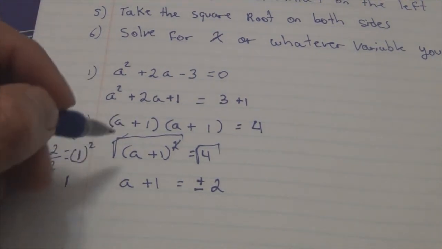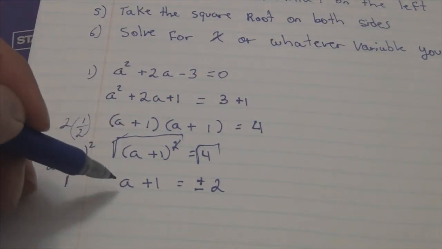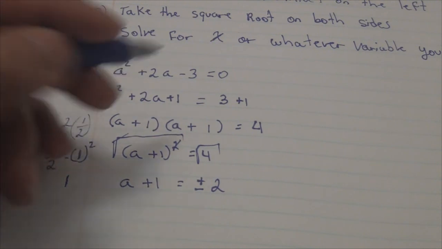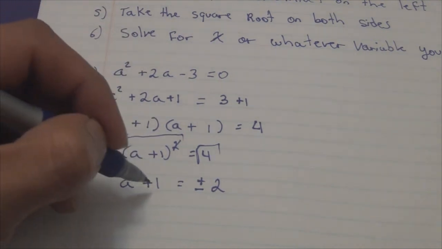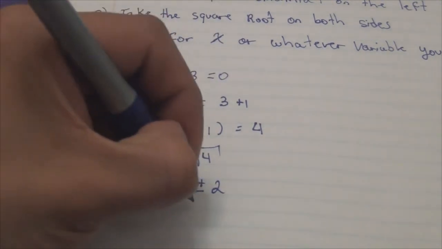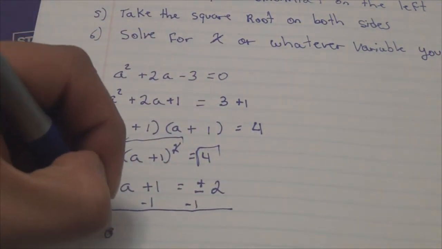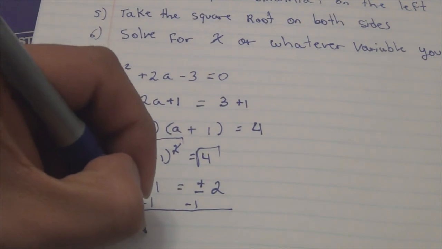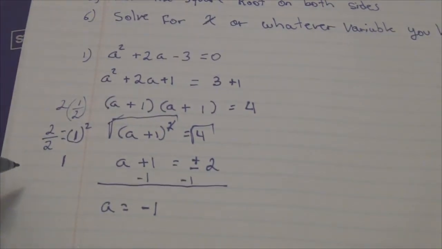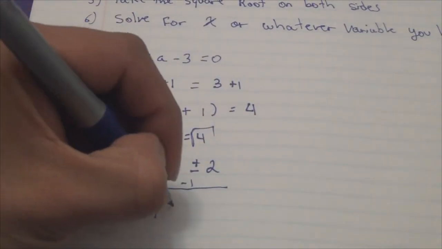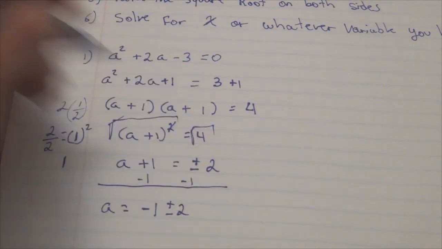Now we solve for x or whatever the variable is that you have. So in this case it is a, so we solve for a. How do I solve for a? Subtract 1 from both sides, right? So what do I have? A equals negative 1 plus or minus 2.